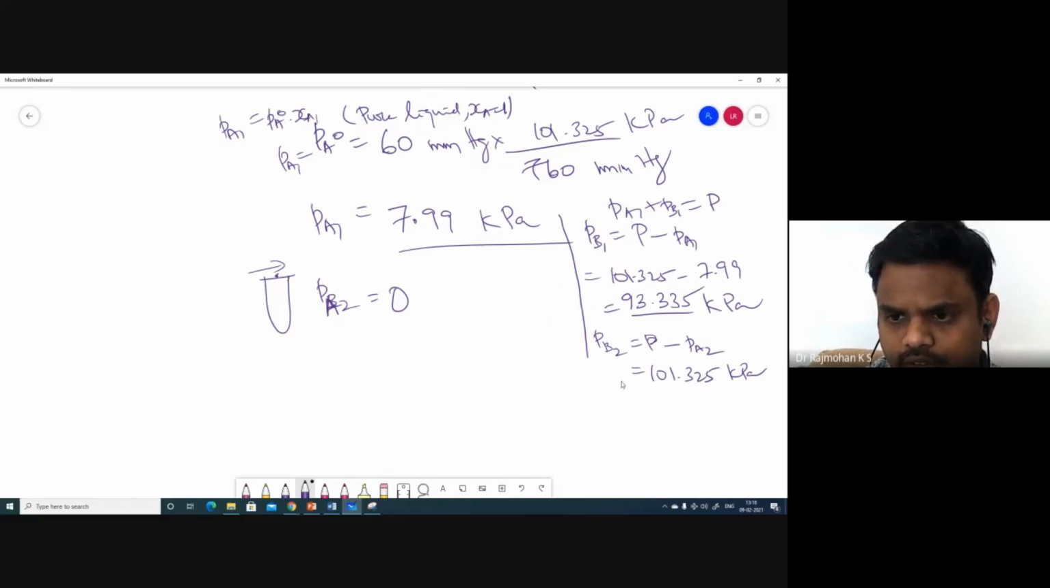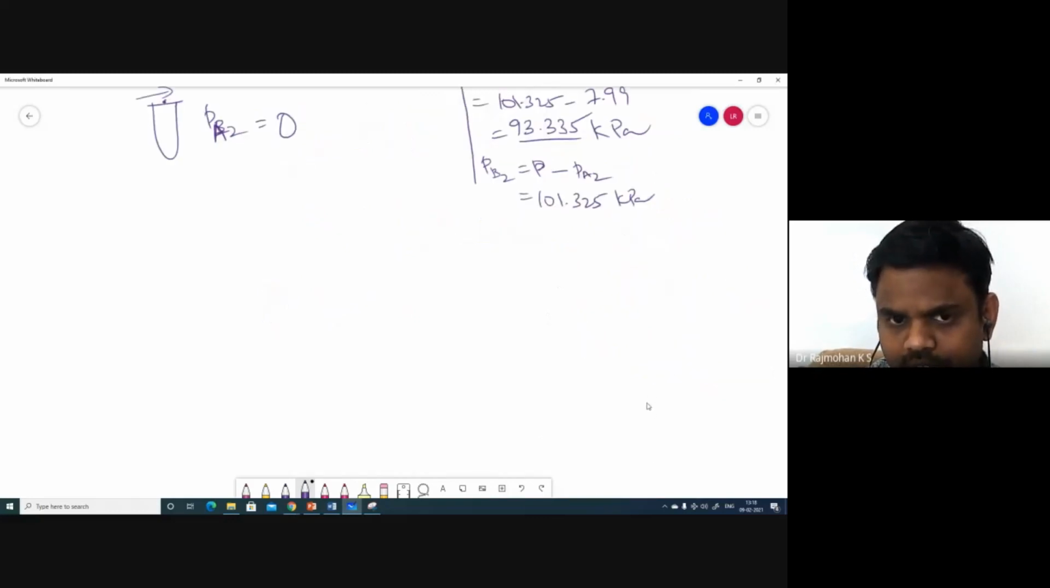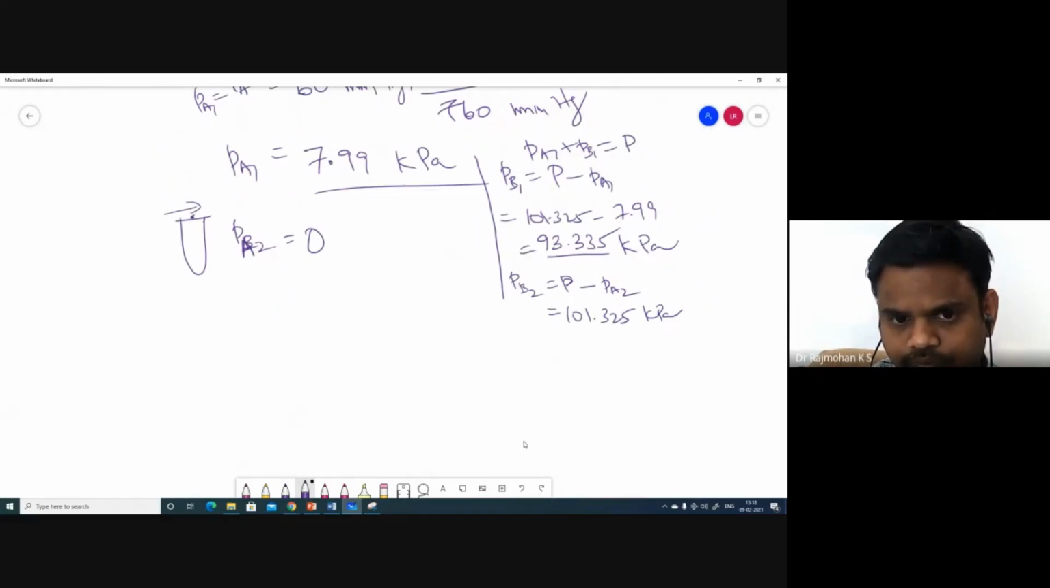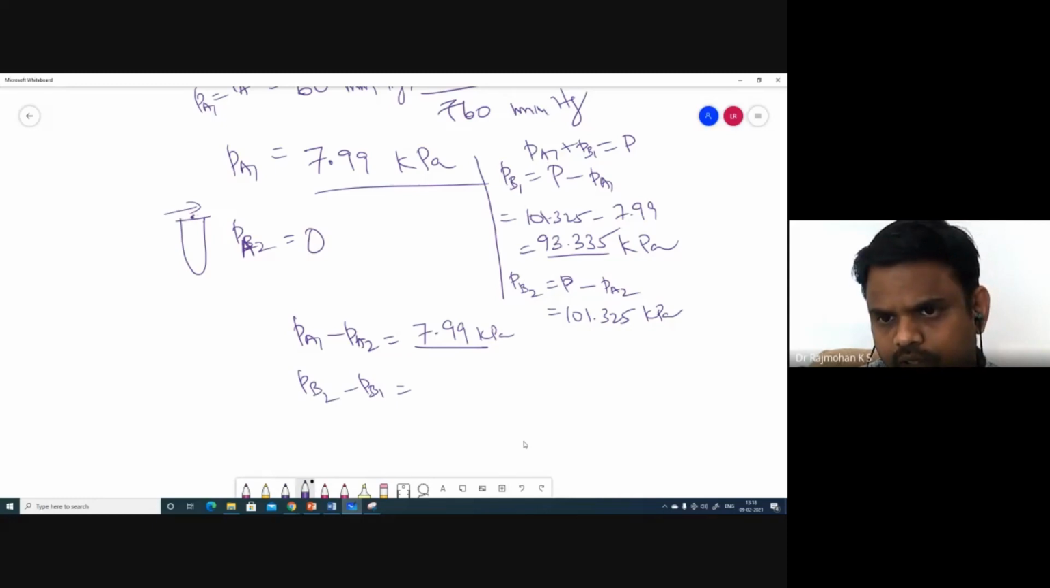Okay, so now determine the PB logarithmic mean. We can determine what is PA1 minus PA2. PA1 minus PA2 is 7.99 kilopascal. What is PB2 minus PB1? PB2 is 101.325, minus PB1 is 93.335. We get this much kilopascal. Calculate.